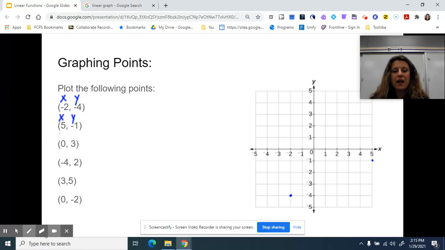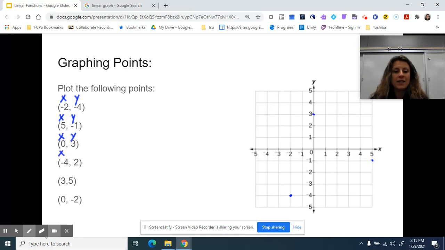The next point has an x value of 0 and a y value of 3. So an x value of 0 means I'm not going to move left or right at all. I'm going to stay right in the center, but the y value is 3, so we're going to go up 3.